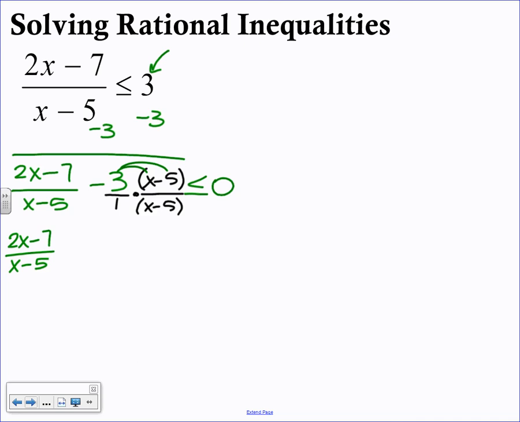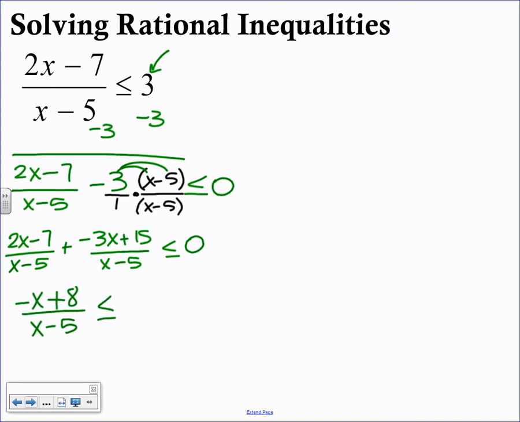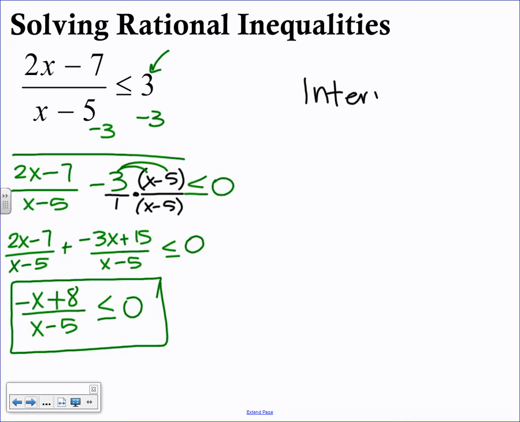If I distribute this, I get negative 3x plus 15 over x minus 5. And again, I'm looking for where this is equal to 0 or less than 0. If I continue on, I get negative x plus 8 over x minus 5 is less than or equal to 0. Okay? This is what we're going to use to evaluate things. So over here, I have an interval land. I have a negative x plus 8 and an x minus 5.